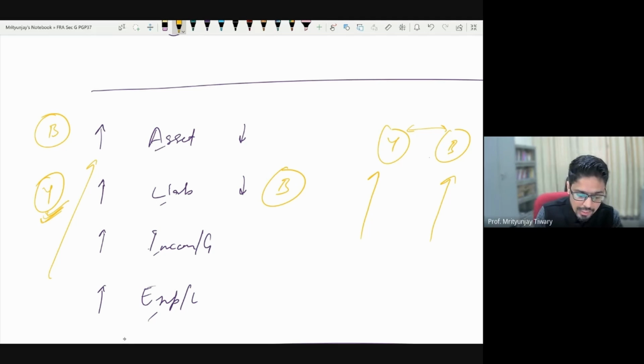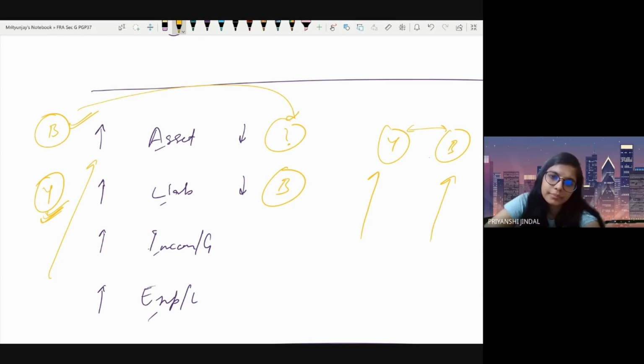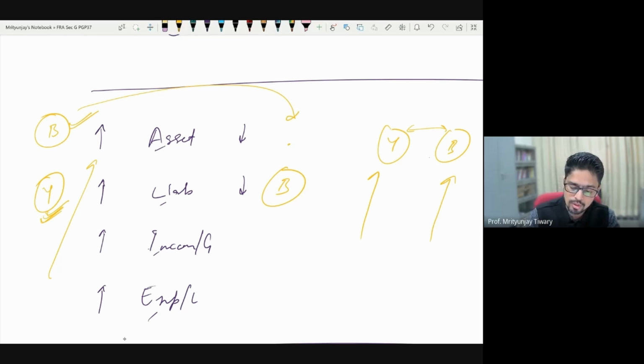Now, once we know that increase in an asset has been given code blue, what code should I assign to reduction in an asset? Same or opposite of blue? Opposite of blue. That is why I will call this one yellow.